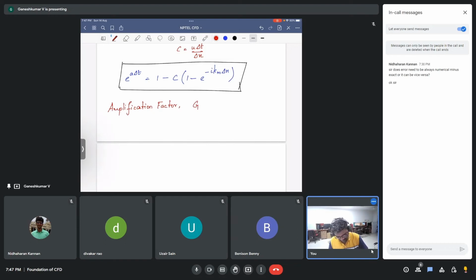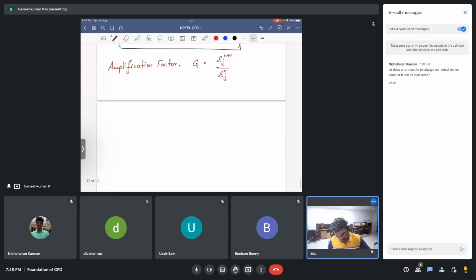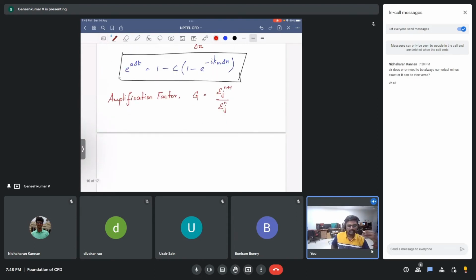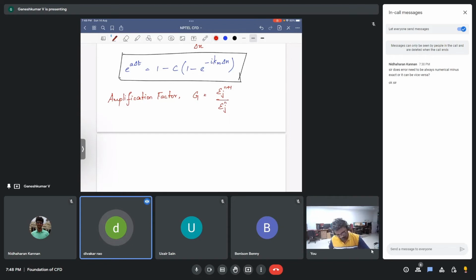It's g, it's nothing but epsilon j at n plus 1 divided by epsilon j at n. Error at n time step and error at n plus 1 time step. So if it wants to be stable, how should g be? Can you guess? Should the error at n plus 1 time step be more than the error at nth time step, or less? Right, it should be less than or equal to 1 actually. So it need not be 0.